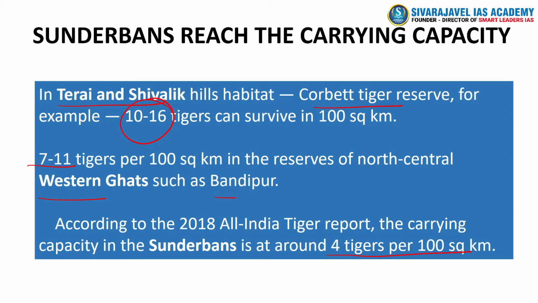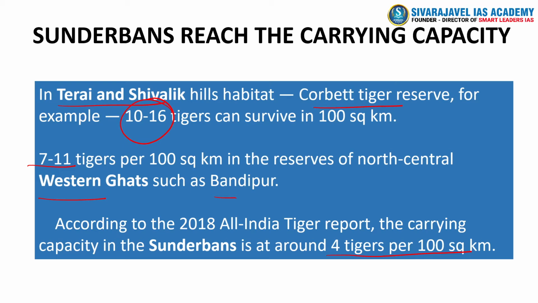So how is this determined? This is determined particularly based on prey availability and other factors like water and so on. The Sundarbans is a very tough terrain, and so very few animals live there, and so the prey amount is less. So only 4 tigers can survive in a particular 100 square kilometer region.